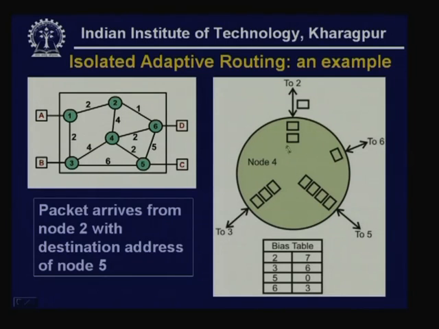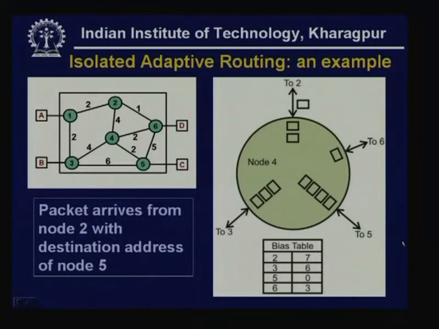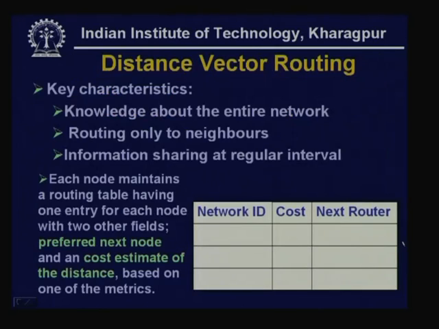So, we find that if only the queue length was used, then the packet would have been forwarded towards 6. That means, in this direction, then it would have come this way. So, it would have taken a longer path, but that is being avoided with the help of the bias. Because of 0 bias, node 4 will forward it directly to 5, although the queue length is 4 here. So, we find that by using local information and also by using suitable bias, it has been possible to do the routing in an effective manner in this isolated adaptive routing.